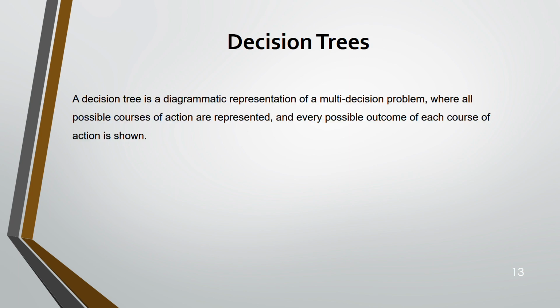Now the last is the decision tree. This is a diagrammatic representation of a multi-decision problem. It's not a single problem. In that diagram, all the possible courses of action that one can take are represented. Every possible outcome is there.